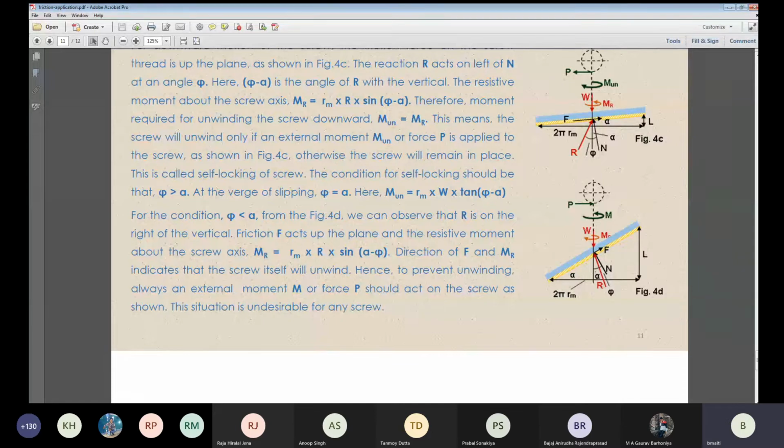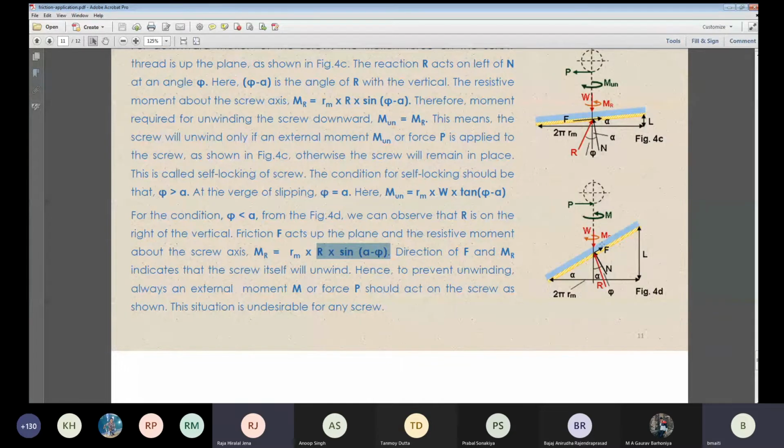This is important. In this particular condition, if I draw R and extend it, I can have two components. I'm only interested in the horizontal direction towards the left, which is nothing but R into sine of alpha plus phi. All of you understand that. Why alpha plus phi? Obviously this angle is alpha minus phi.